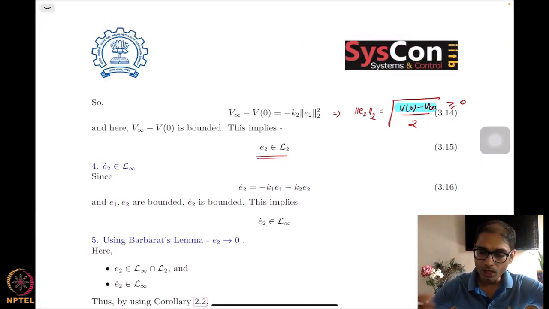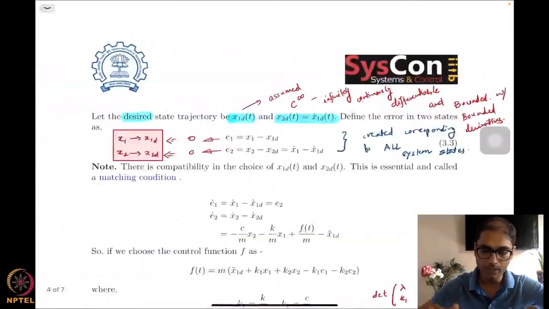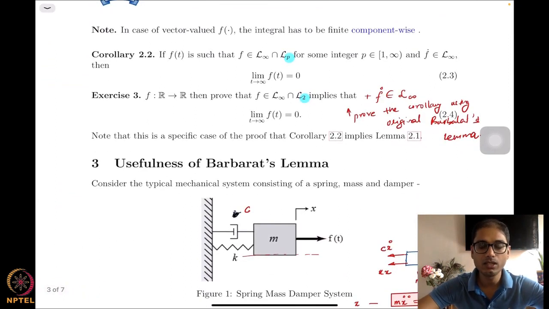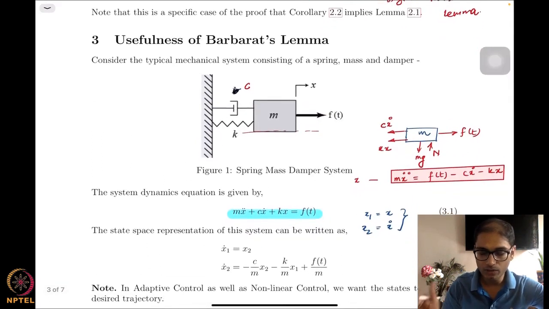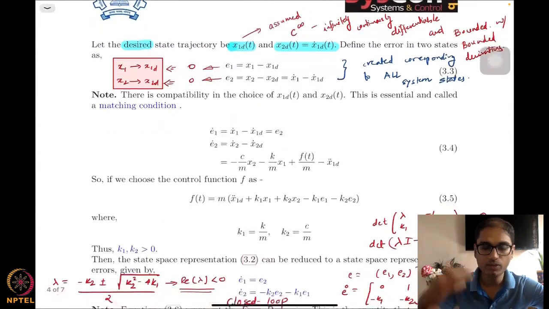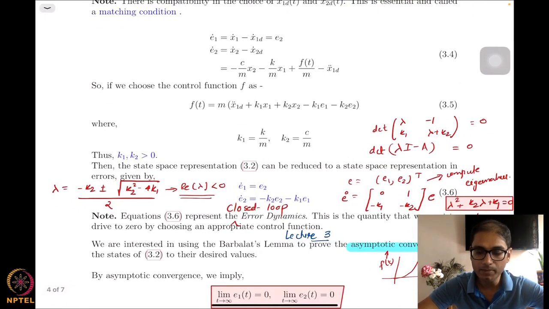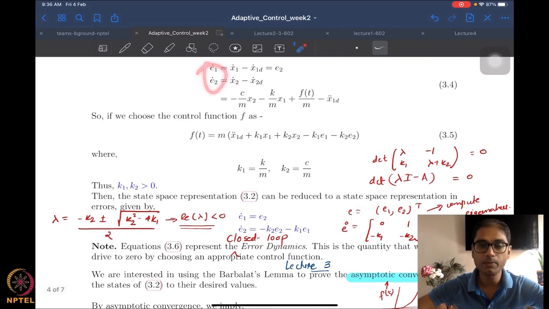Right. So we had started off with talking about Barbalat's lemma and its corollary last time. In order to motivate how to use this lemma, we had started by discussing a standard spring mass damper system. We, of course, wrote the dynamics of the system, created error states corresponding to reference trajectories, and wrote the error dynamics in state space form.